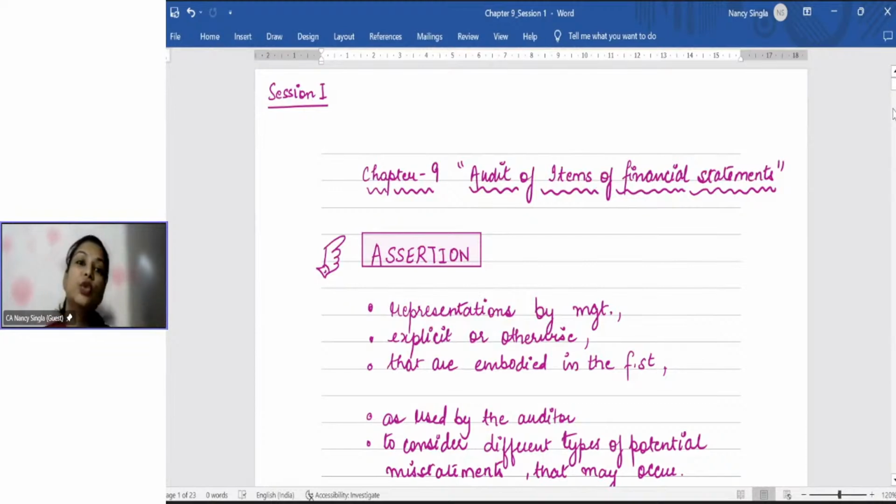So students, today we'll be starting with chapter number 9, which is audit of items of financial statements. I hope you all are ready to start with this very interesting and very simple chapter. Yes, this is a lengthy chapter, but believe me, be with me, keep on understanding the concepts, keep on summarizing these concepts, and your chapter will be prepared with ease.